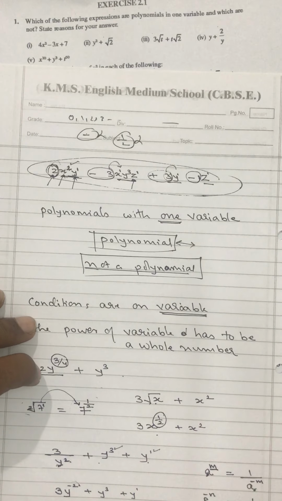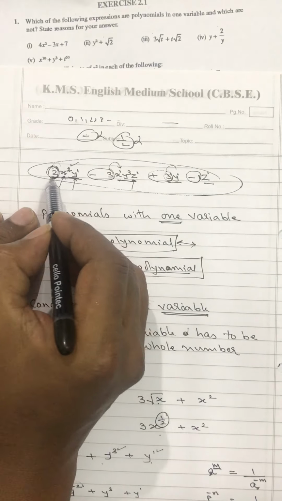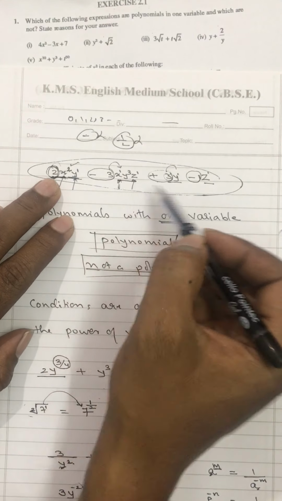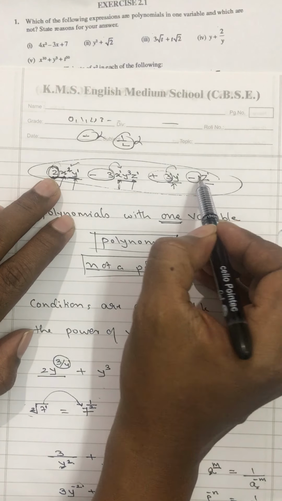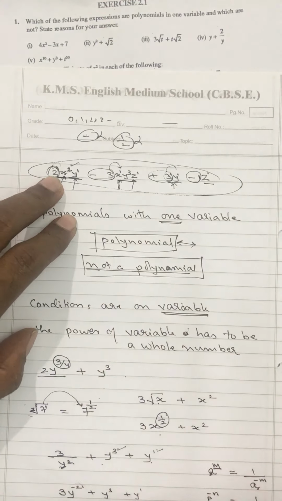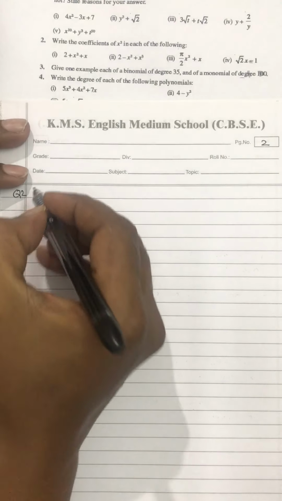They are asking you the coefficient of x square. So only x square counts; this I can't consider, this I can't consider. If they ask me the coefficient of z, then I will have to see the number that is multiplying with z. In this case, they are asking you the coefficient of x square.